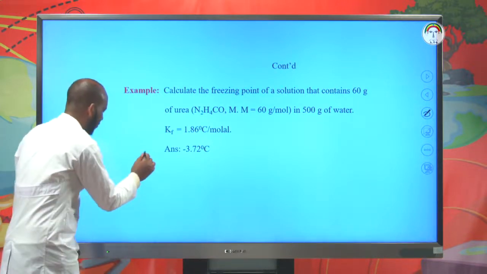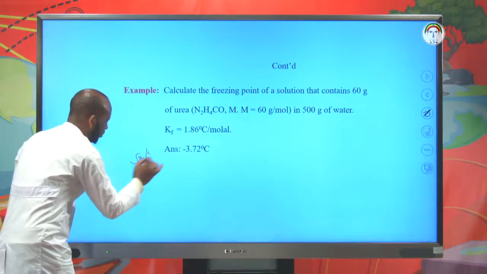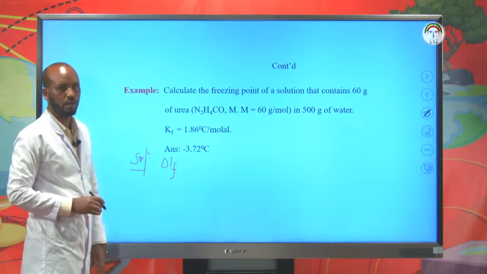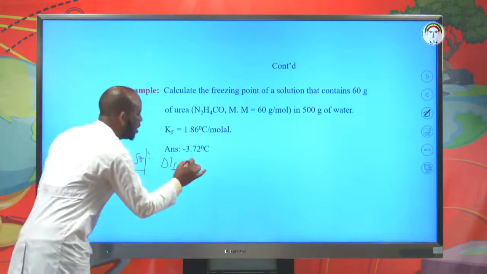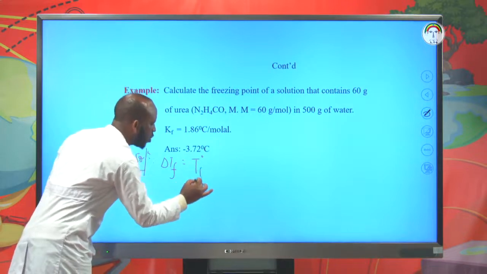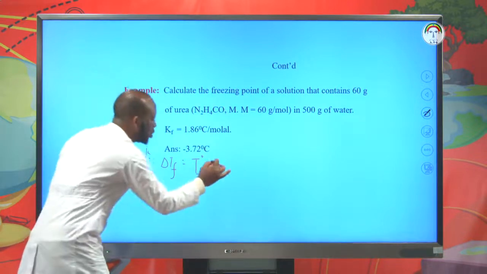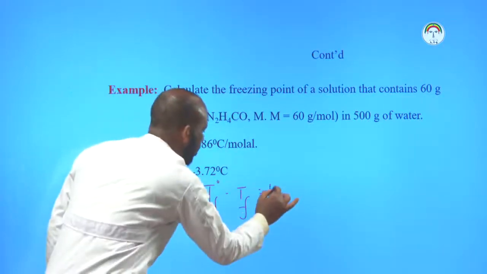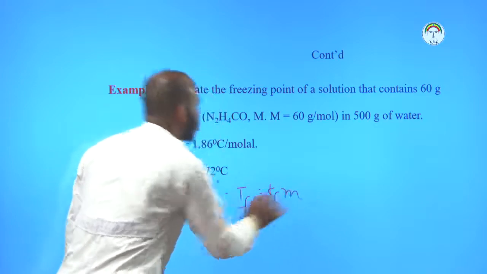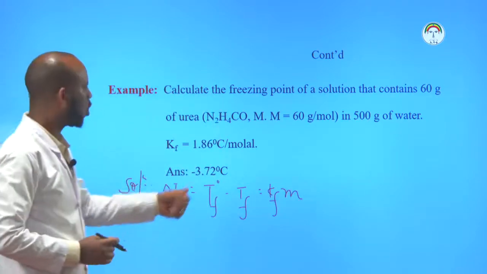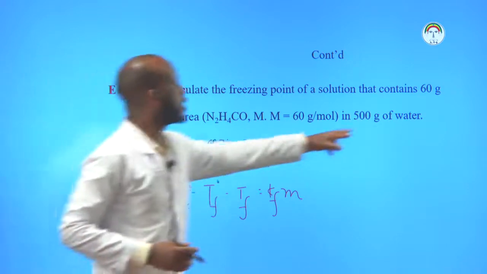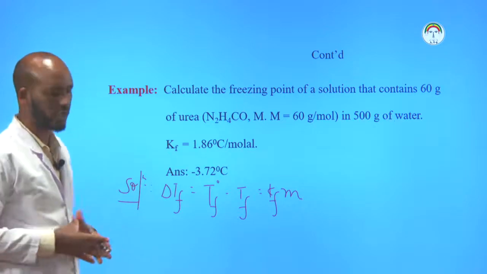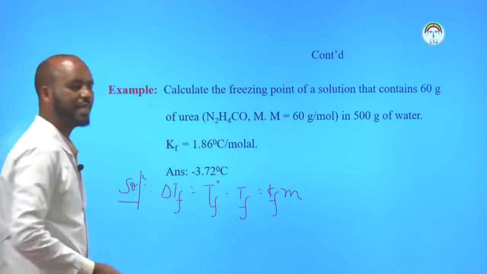Now, delta Tf, freezing point depression, lowering in freezing point, equals freezing point of pure solvent T naught F minus freezing point of the solution Tf, equals freezing point depression constant Kf times molality of the solution. Now the solvent is water. We know that water freezes at 0 degrees centigrade. Therefore, T naught F is 0 degrees centigrade.